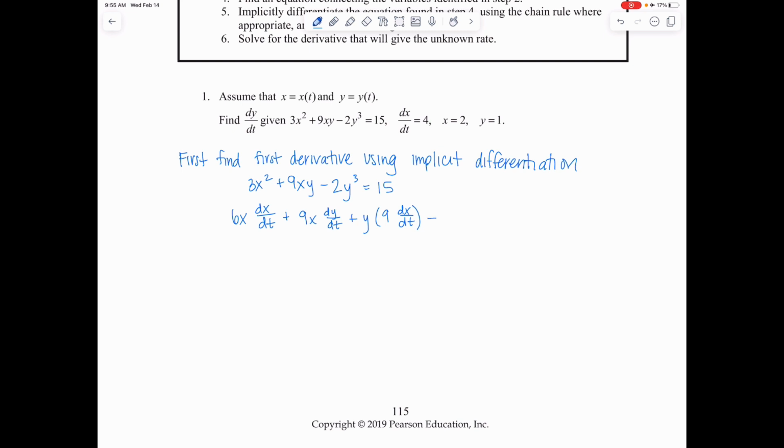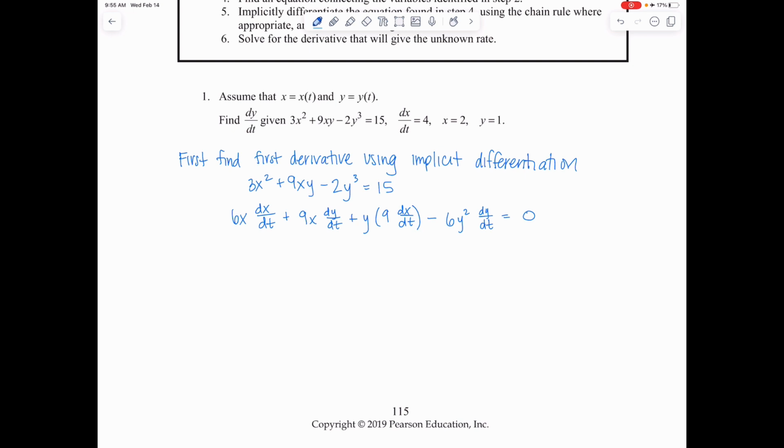minus 2y cubed. So we'll have 6y squared, derivative of y, dy/dt, and the derivative of 15, 0. So we needed to use the chain rule on every single term because we have x and we have y, but we're taking our derivative with respect to t. So don't forget your chain rule.